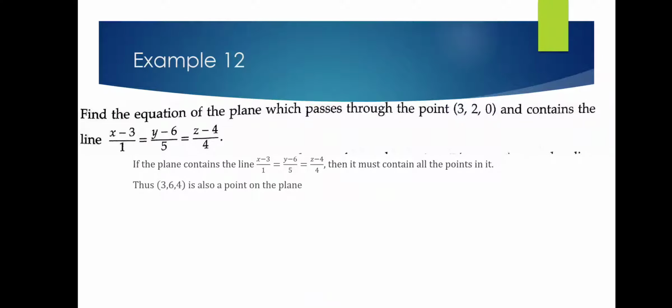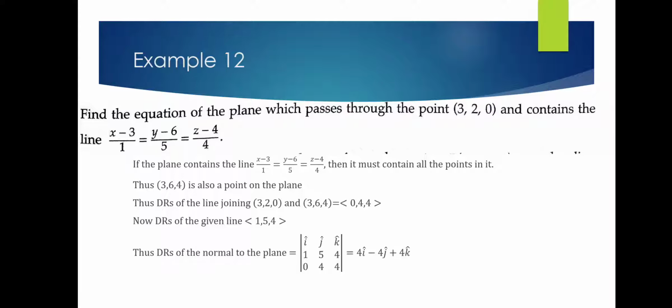Now, one of the points on the line, that is 3, 6, 4, is pretty much visible in the equation itself. And also I know 3, 2, 0, that is another point on the plane, right? So therefore, the direction ratio of the line joining these 2 points is 0, 4 and 4. Fine. And the direction ratio of the line which is given is 1, 5 and 4. Fine.